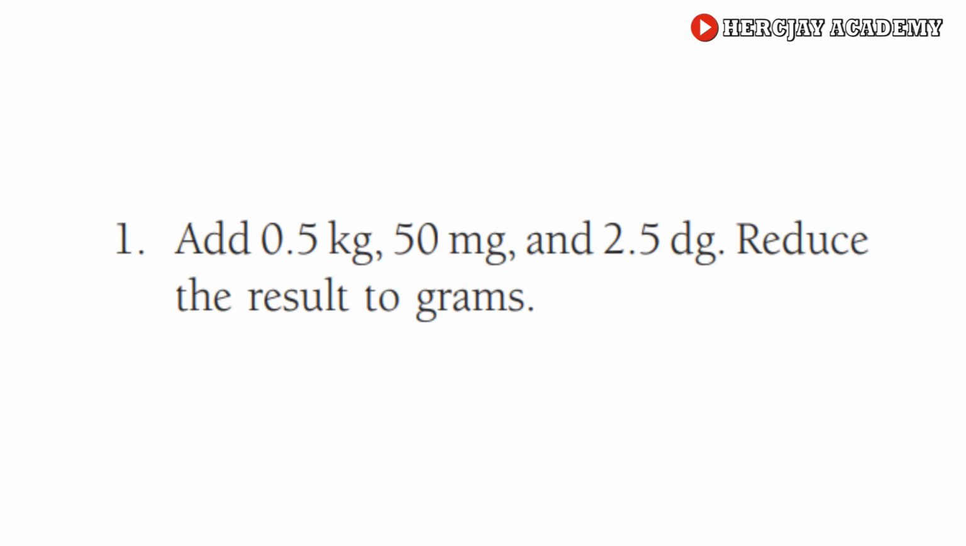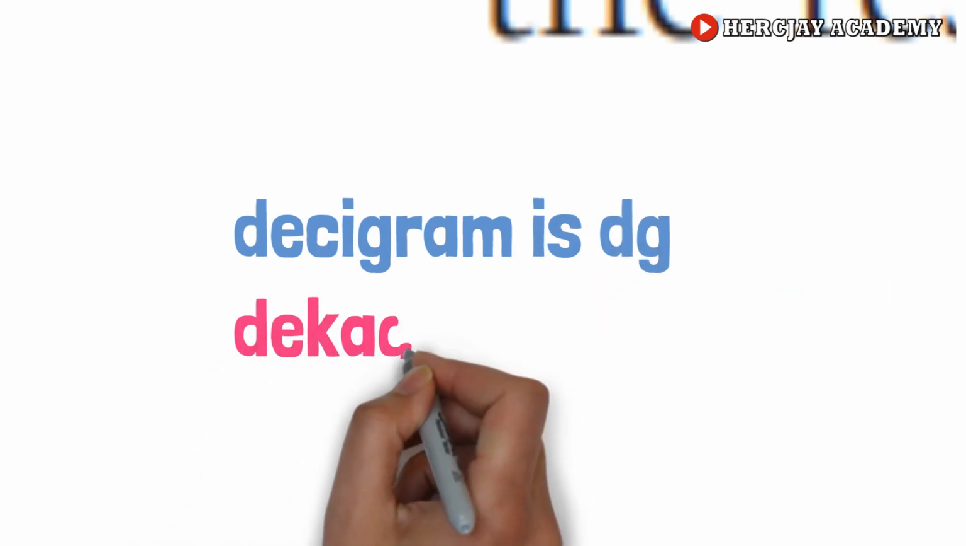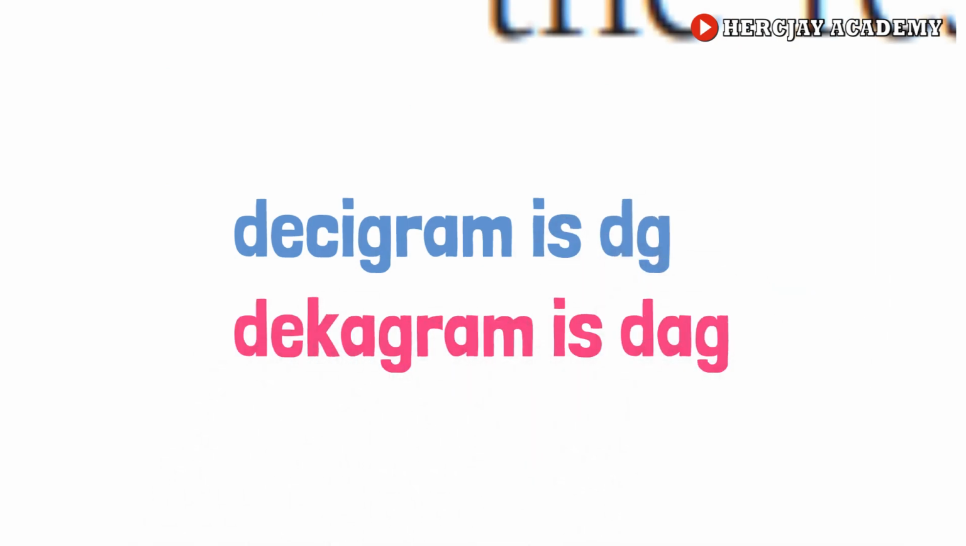Question 1 says add 0.5 kg, 50 mg and 2.5 dg. Reduce the results to grams. For this question, we simply have to convert all the given units to grams first, then add all of them. Let us do well to remember that the symbol for decigram is dg and that of decagram is dag.